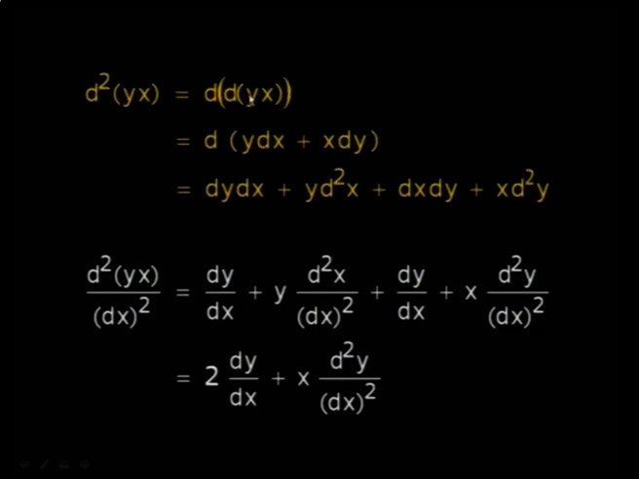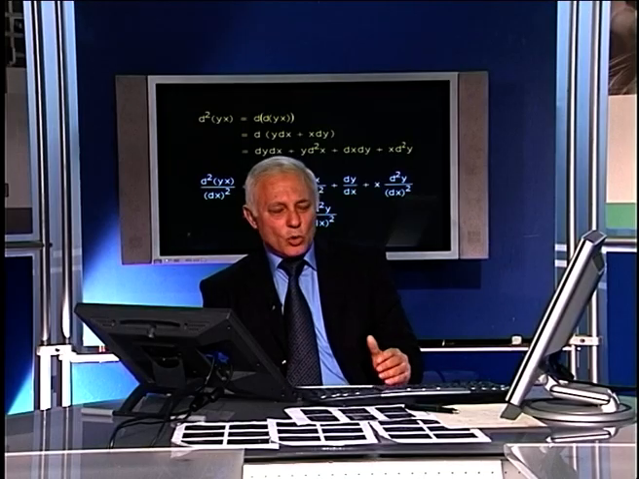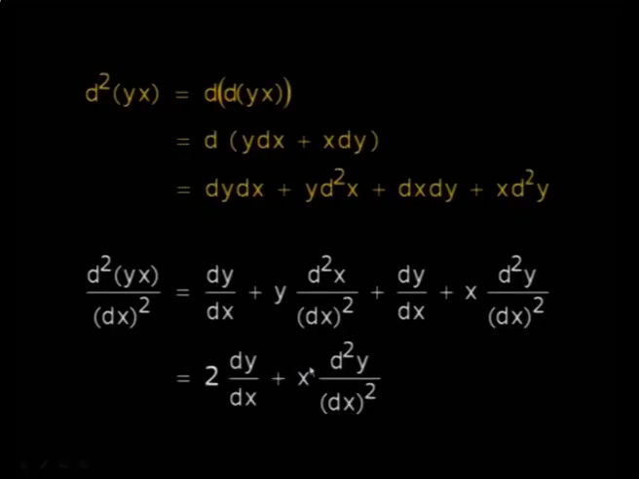After you calculate d of xy, you differentiate again, so you get d of d of xy. Here, again, you apply the differentiation of this expression to get this, and then you divide d2 of xy by dx squared to obtain the second derivative with respect to x. You divide here by dx squared, so here becomes dy by dx. This becomes y d2x by dx squared, and this again dy by dx, and this x d2y by dx squared. But the d2x term is equal to 0, because the derivative of x is equal to 1 and the second derivative equal to 0, and you get at the end twice dy by dx plus x d2y by dx squared.